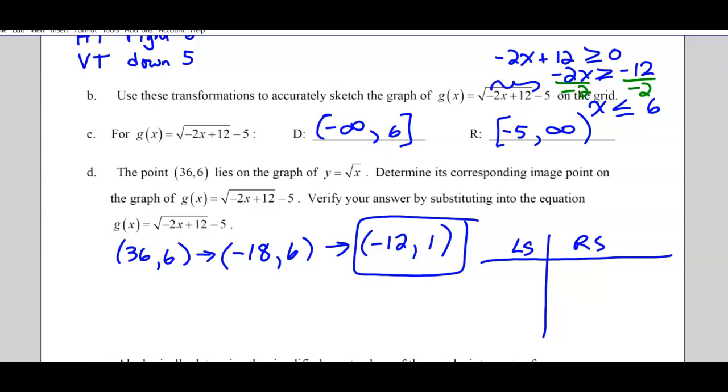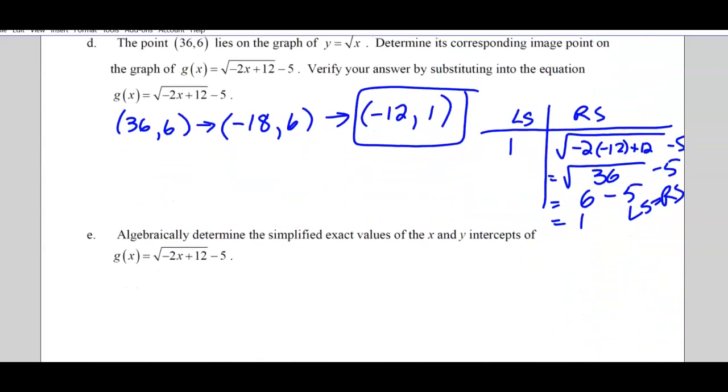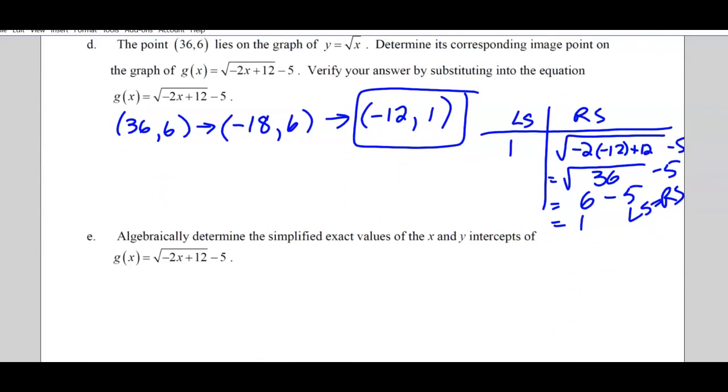We can check 1 for our y value. See that? Negative 2 times negative 12 plus 12, and minus 5 outside. So 24 plus 12 is 36. And the square root of 36 is 6. Six minus 5 equals 1, so the right side matches. Okay, and then the x and y intercepts, just like we did before.